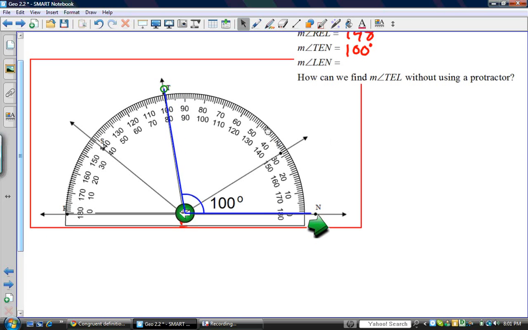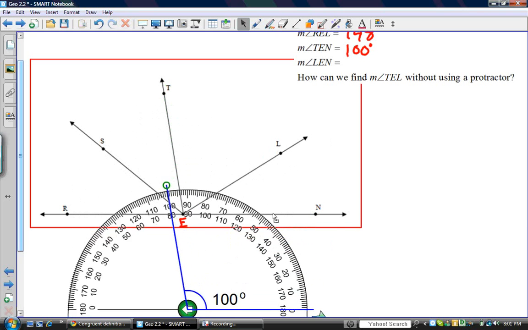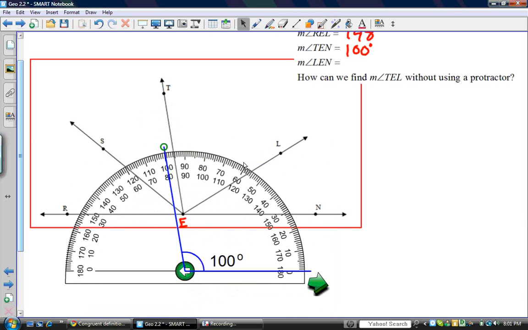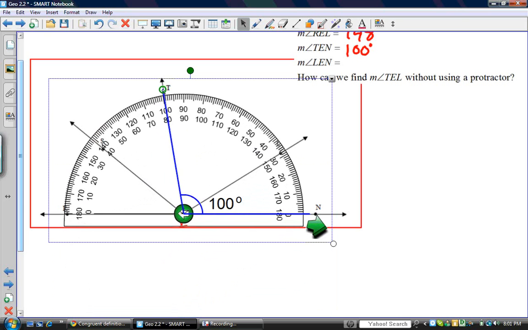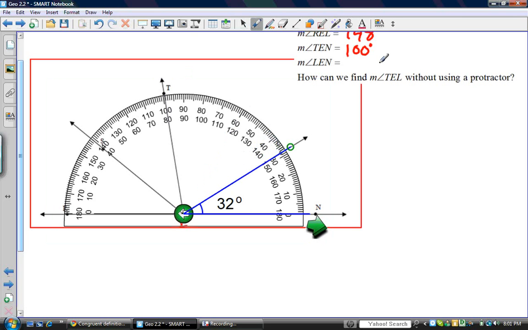And then LEN, let's pull this away so I can see LEN. LEN looks like it's about 32.